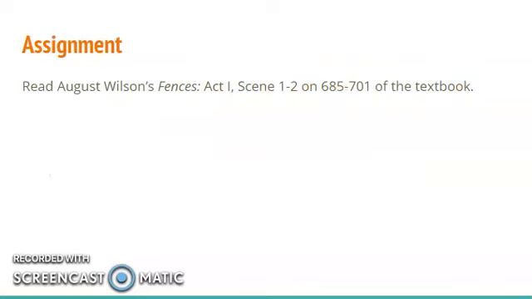So for your assignment, you are going to start reading the play that we're going to be covering, which is Fences by August Wilson. Your first assignment is to read Act 1, Scene 1 and 2, which is on page 685 in the textbook. So go ahead and get started on that, and we will be reading the entirety of this play in chunks, but just start with that portion for now.